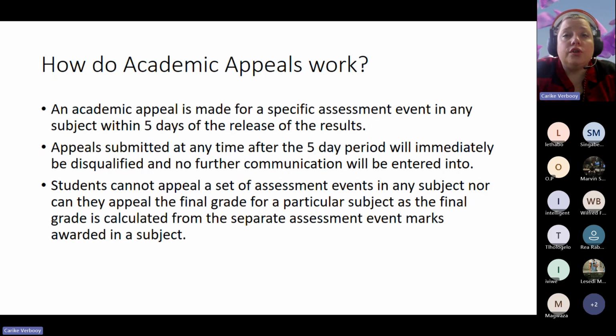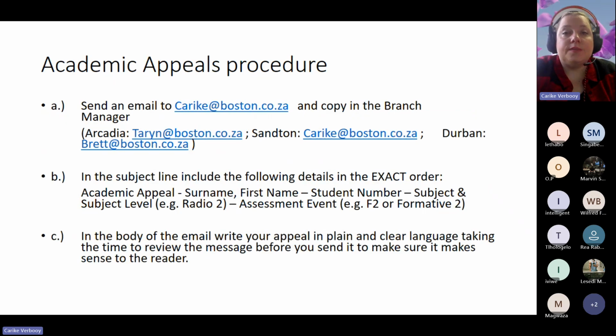So in other words, you look at your assessment, you look at the marking. Perhaps there wasn't a section that's marked. Perhaps there was a plagiarism penalty that was applied and you don't agree with it. Then you're able to log an academic appeal. And how do you do so? You send an email to myself, karika@boston.co.za, and you CC your branch manager in.